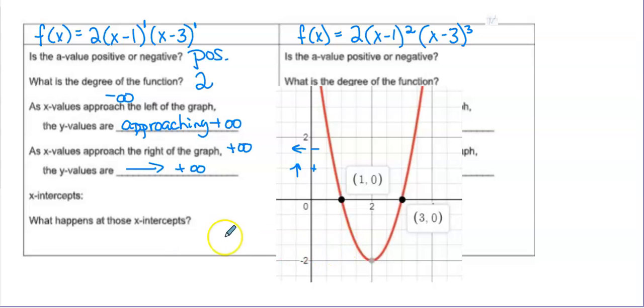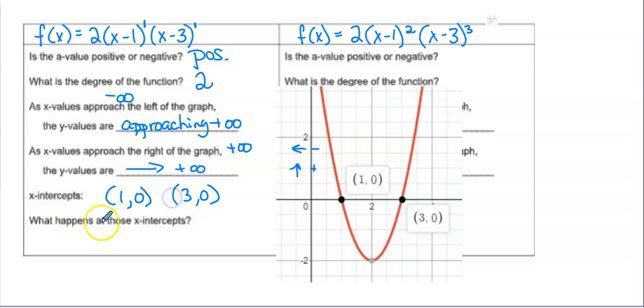So, okay, what are the x-intercepts here? Well, they're shown right here. But also if you look up here at the factors, of course, we can figure out what the x-intercepts are. And I want you to remember the words x-intercept, roots, zeros, they're all the same thing. Okay, so what are the x-intercepts? Well, there's one at 1 and there's one at 3. So we'll just say that there's an x-intercept at (1, 0) and at (3, 0).